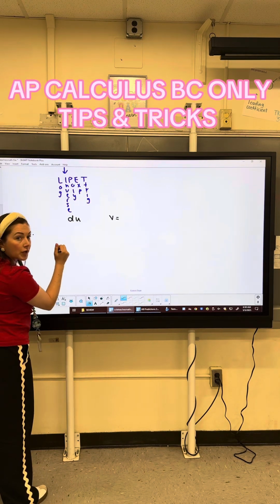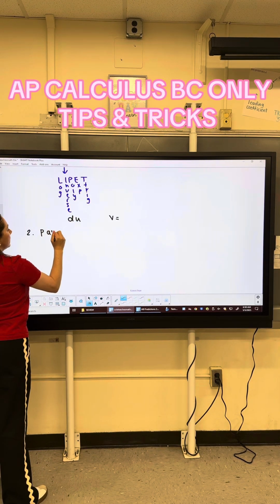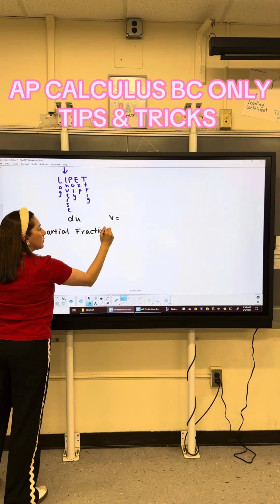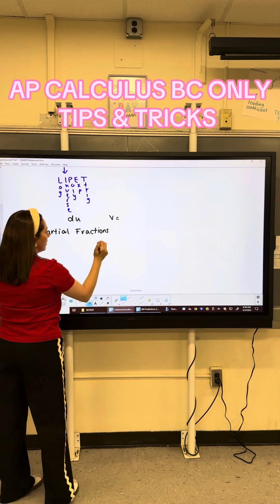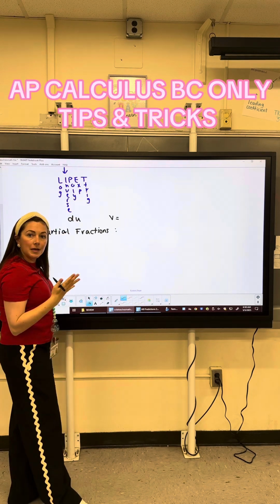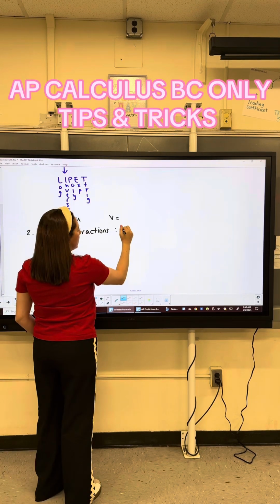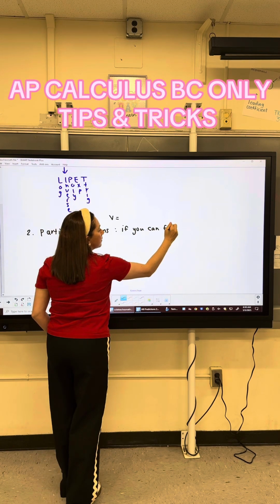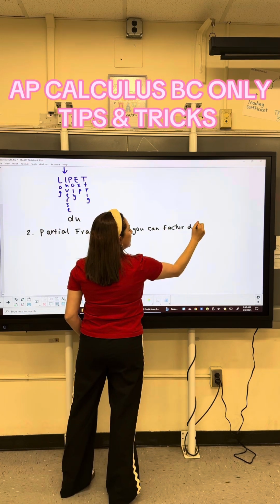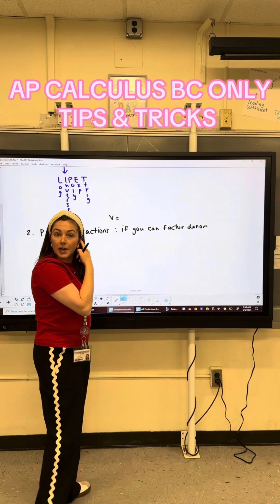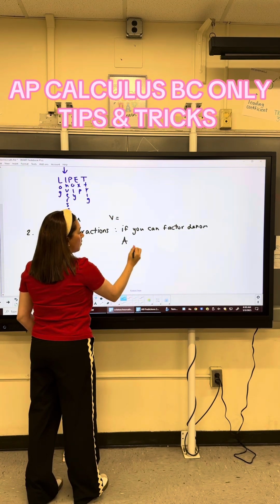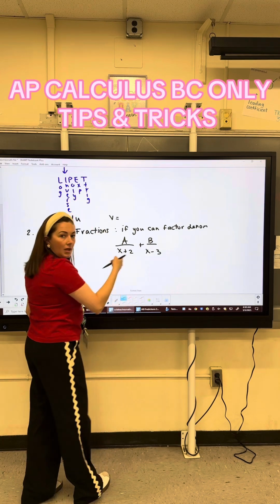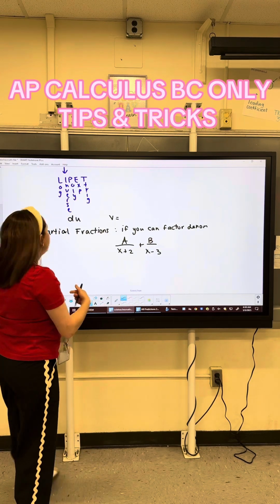Second tip and trick, partial fractions. It's going to be on there, either in the multiple choice or in a BC only free response. How do you know when to use it? Because sometimes it's a little confusing when to use it. If you can factor the denominator, then it's going to be partial fractions, okay? And that's when you assign the whole temporary numerators. I think I've made a whole video on how to do this.